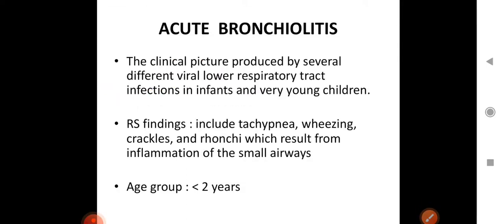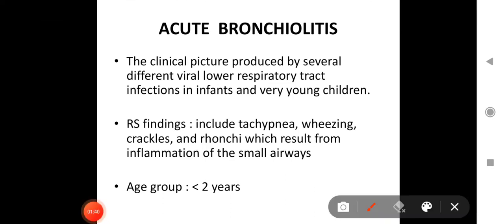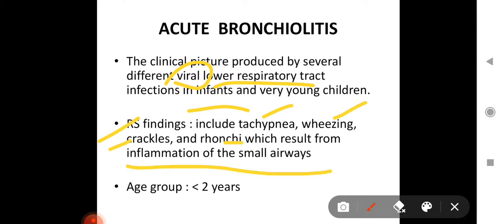Okay, now let's move on to acute bronchiolitis. The clinical picture is produced by several different viral lower respiratory tract infections in infants and very young children. The lower respiratory tract is involved, and mostly it is caused by viral infections. What are the RS findings usually seen? The patient may present with tachypnea, wheezing, crackles, rhonchi, which result from inflammation of the small airways.